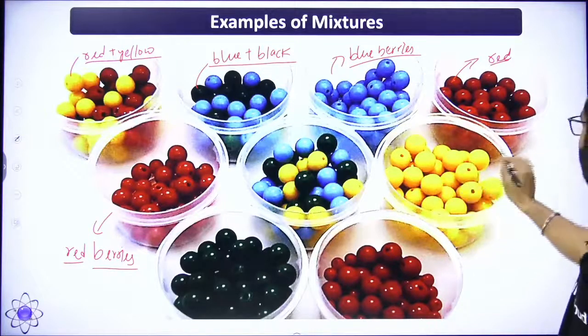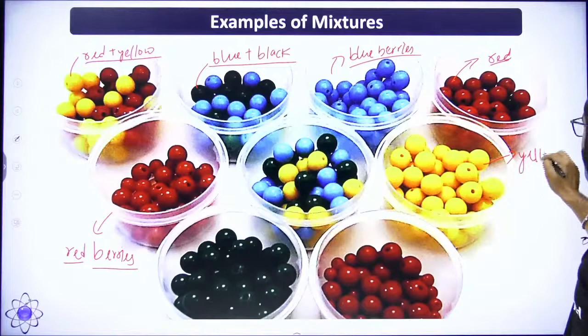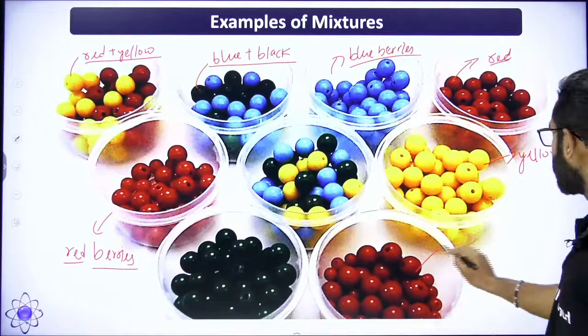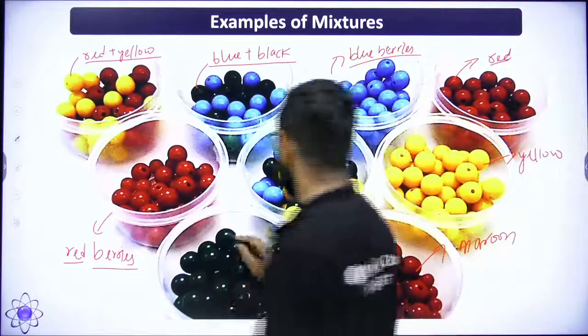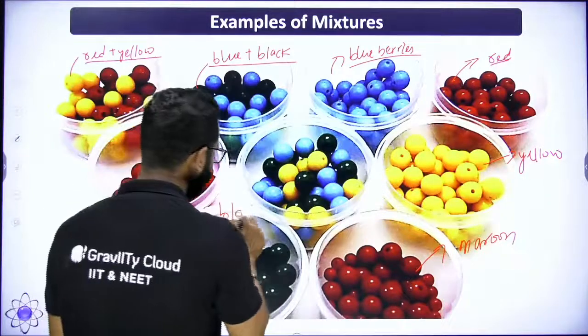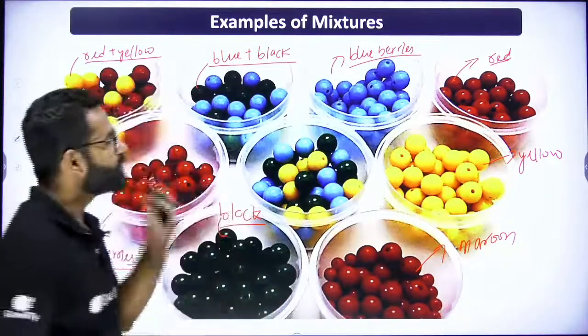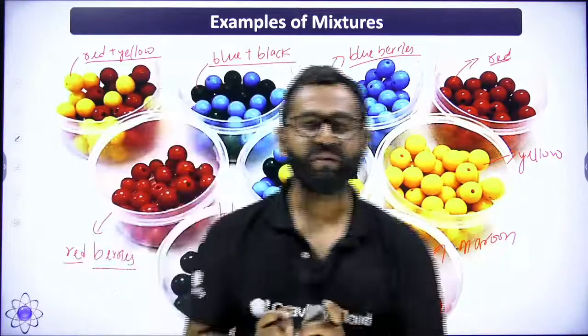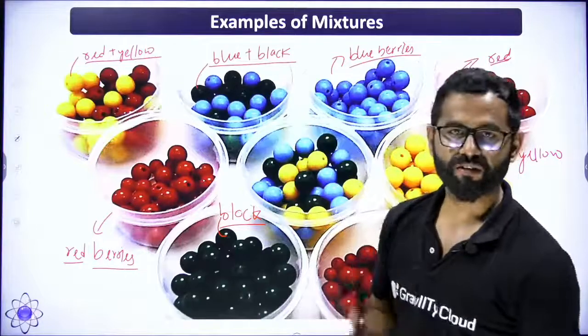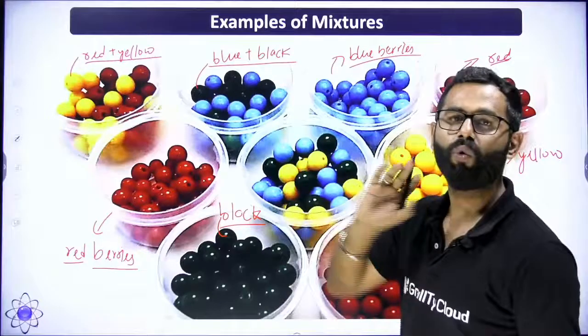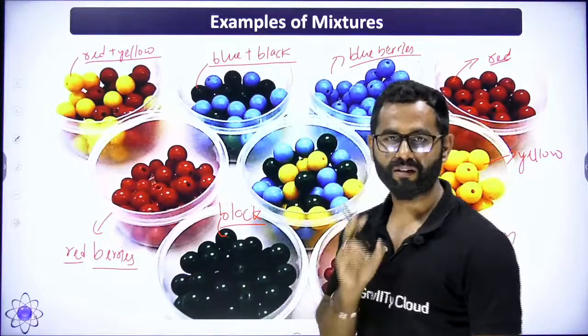When it comes to here, it contains only yellow. Only one type. Here again, maroon or red. Here you see, it contains only black. What is the reason for showing you this? The reason is that some of the bowls contain mixtures and some of the bowls contain only one kind of substance.